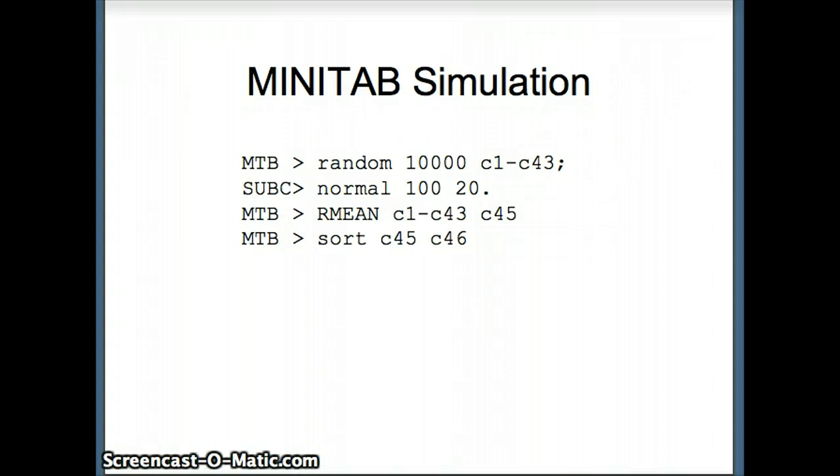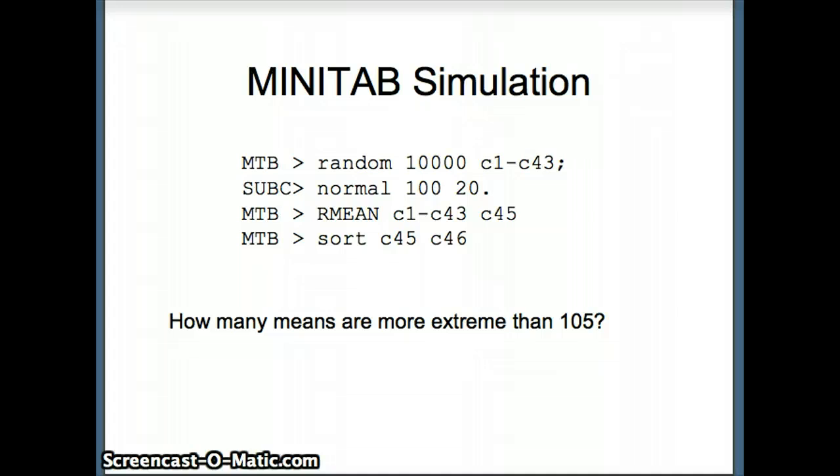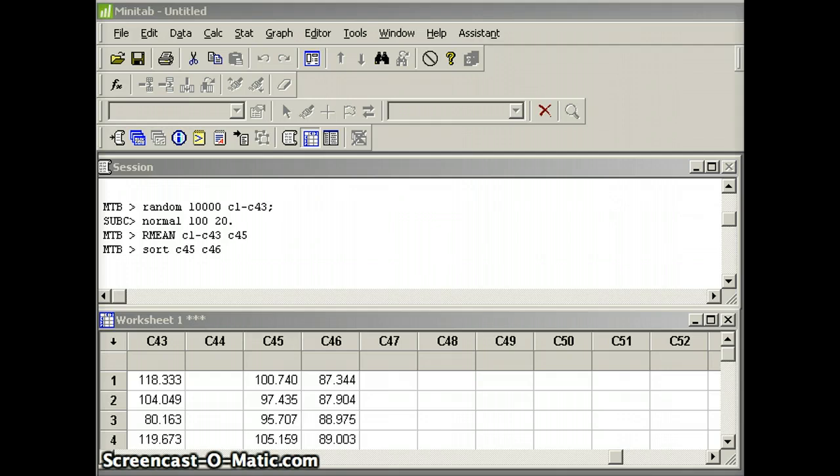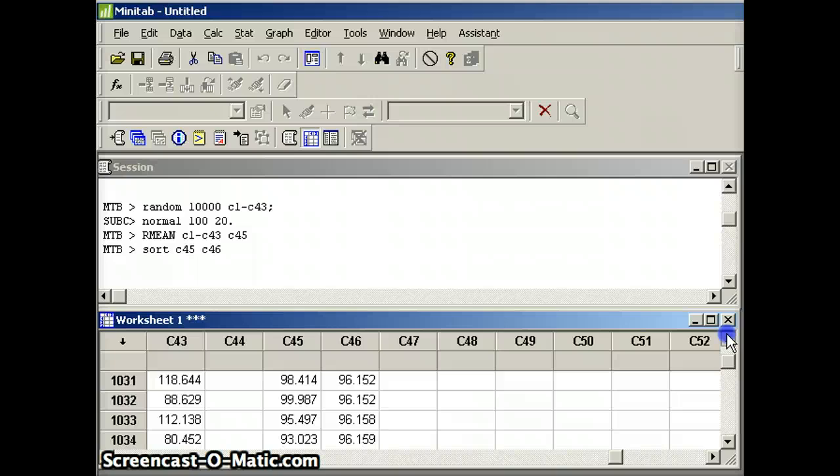So what shall we ask Minitab? How many of our means are more extreme than 105? So what exactly does that mean? How many are more than 105 or less than 95? And we'll check Minitab for those results. So here's our syntax. Random 10,000 C1 to C43, normal 100 20. Our mean C1 to C43 put into C45, sort C45, C46. And we want to examine C46, and our first question is going to be, how many of these numbers are less than 95?